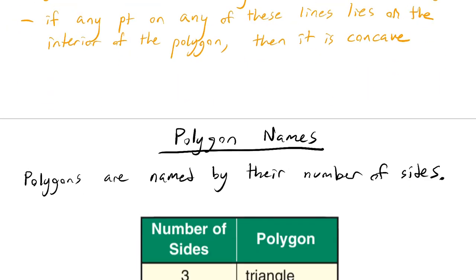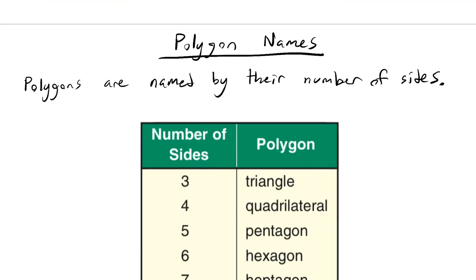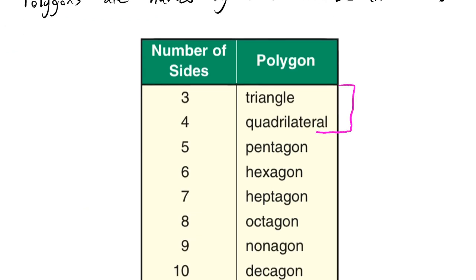Okay. We name polygons just by their number of sides. The first 2 are a little funky and the rest follow the same naming pattern. So it's the Latin root for the number. Penta is 5, and then gon. And that's it for every shape. So 6 is hexa, 7 is either hepta or septa, depending what you're talking about. 8 is octa, 9 is nona, and so on and so forth.